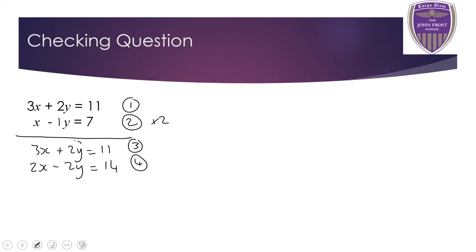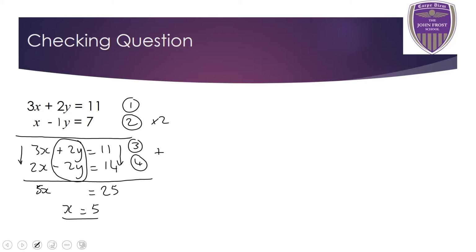Again, the rule, if you can remember, have a look at the signs in front of 2y. They're different. So in this case, we're going to add together the two equations. So add together 3x, add 2x to get 5x. 2y, add minus 2y again will be 0y. 11 add 14 will get us 25. Okay. Now solve this one-step equation. How many 5s are in 25? It's 5. So x equals 5.